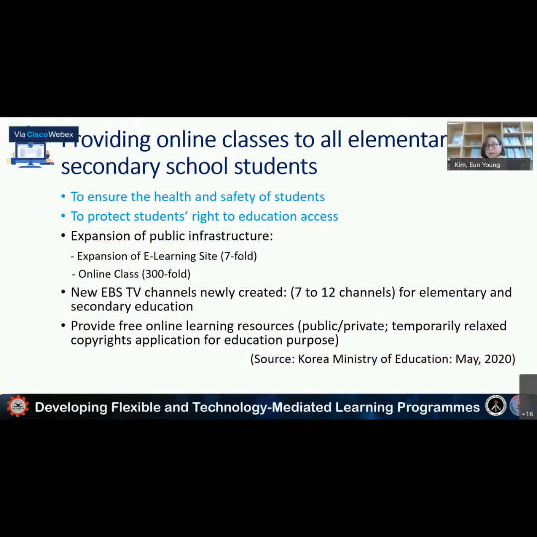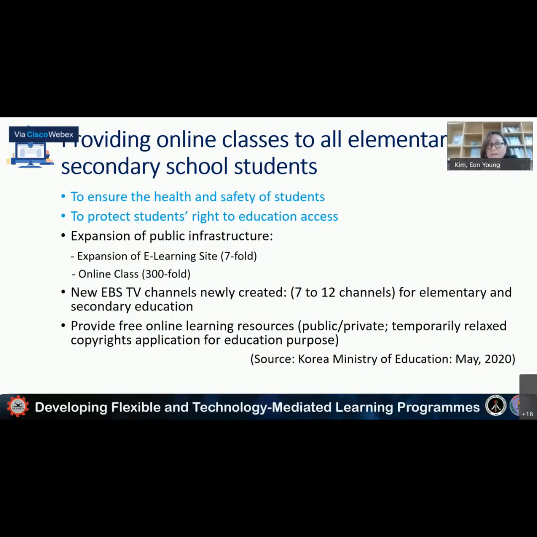So before, we had broadcast channels, but in order to provide online education, they increased the number of channels from 7 to 12 for elementary and secondary school students and provide free online learning resources. They temporarily relaxed copyright application for education purposes. I'm going to talk about this later. Could you move to the next slide, please?